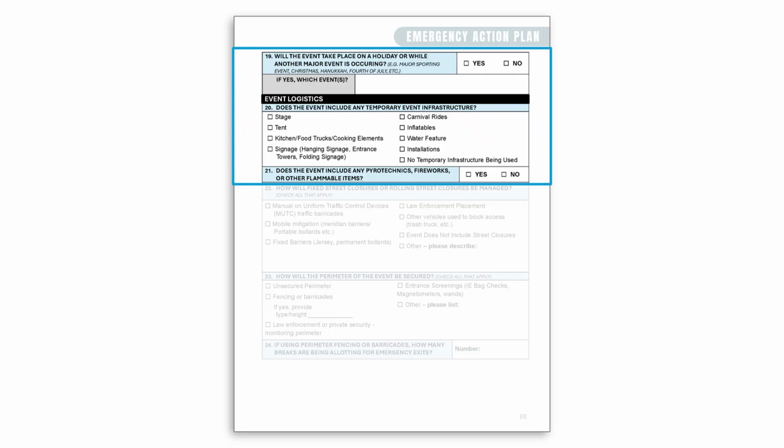Question 19. Are other significant events happening nearby at the same time? Shared events can overwhelm city services. Knowing this helps you stagger staffing, EMS, and traffic mitigation.